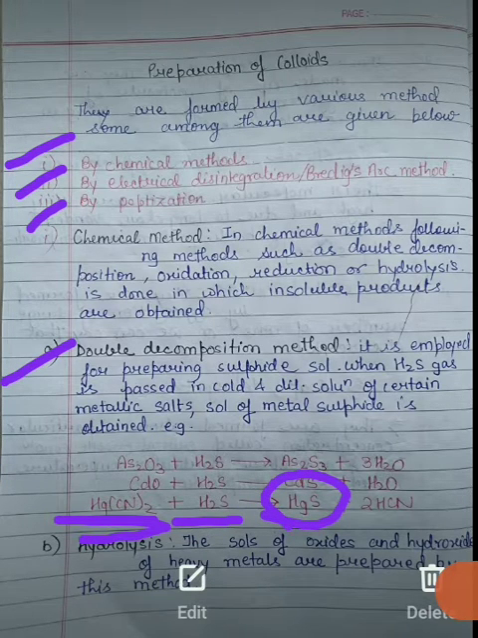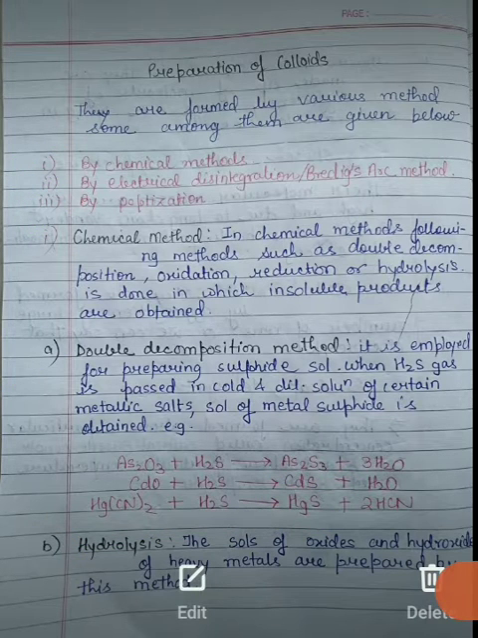This metal sulfide you can see here is the colloid. And which type of colloid is it? It is a colloid of sulfide. So our very first method is the double decomposition method, where whenever we want a sulfide sol, we simply pass H2S gas through a metallic salt solution, and that results in the formation of metal sulfide.